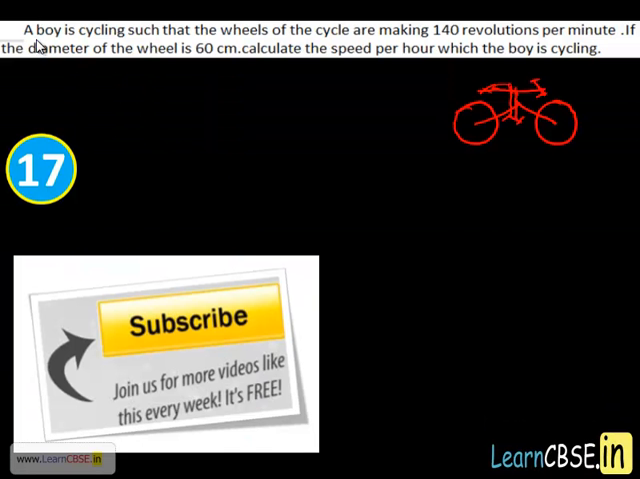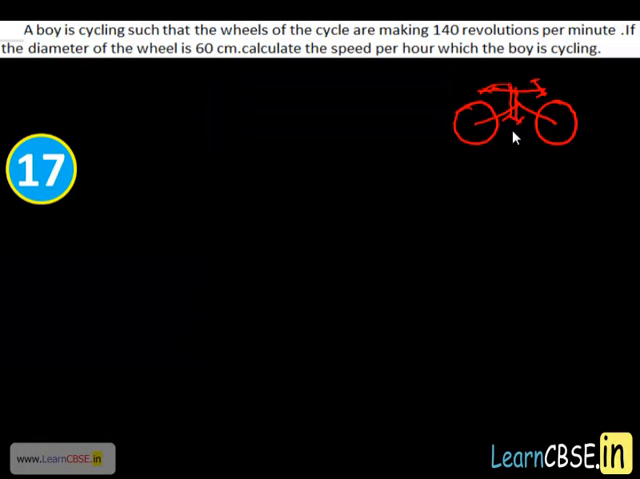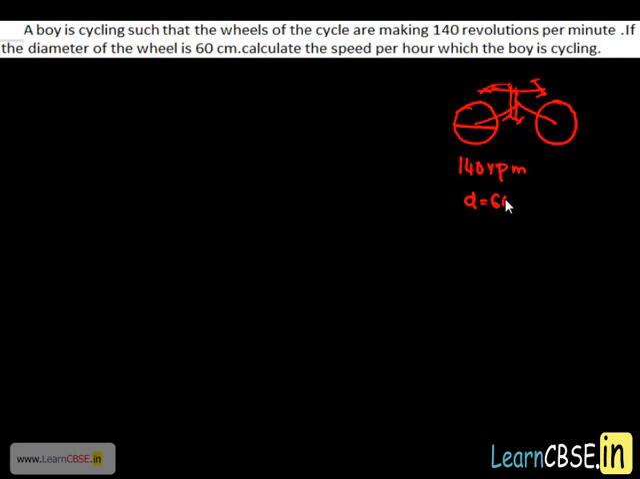Let's move to the next question. In this question, a boy is cycling such that the wheels of the cycle are making 140 revolutions per minute and the diameter of the wheel is 60 centimeters. What we are supposed to find is the speed of the cycle in 1 hour. Let's work out the problem.